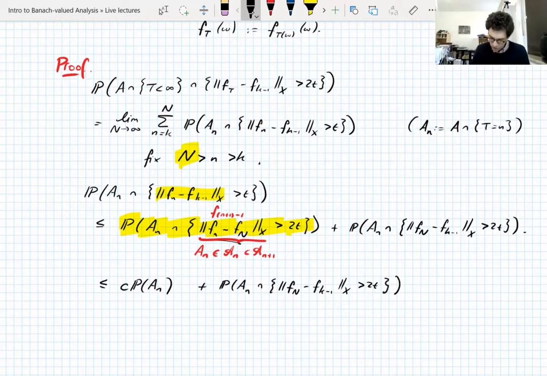You might ask, why don't we do the same thing on the second set? It looks like it's of the same form. The problem is we don't know whether AN is in the sigma algebra AK. N's greater than or equal to K, so AN is in the sigma algebra AN. That might not be in the sigma algebra AK. So the assumption doesn't apply to this second set.